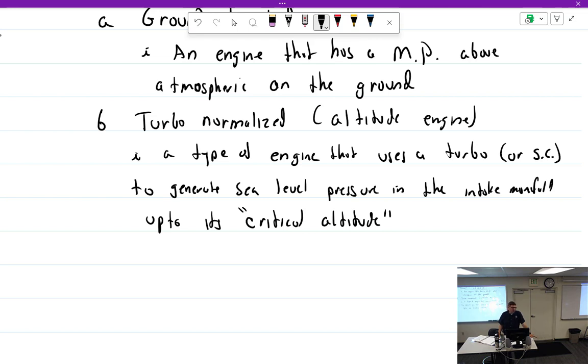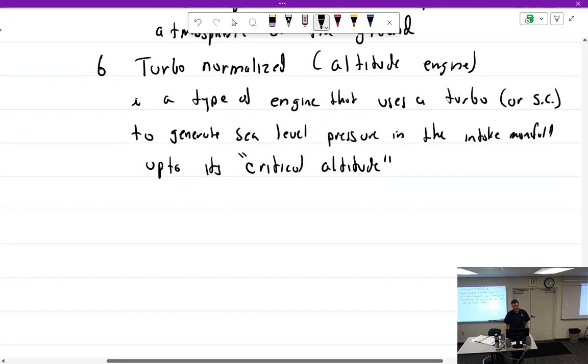So as opposed to a normally aspirated engine that starts here at 30 and it goes up 1,000 feet and it's at 29, this guy got all the way up to 16,000 feet, and the other guys at 1,000 feet have the same manifold pressure. So that's turbo normalized. But you go all the way back to the ground and it's just sea level. It's the best it'll do.